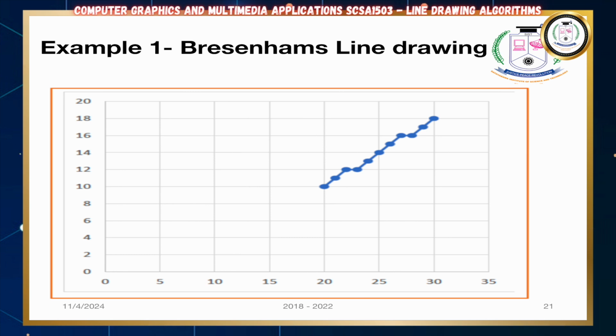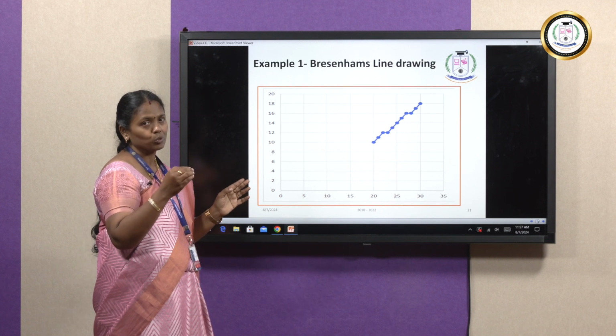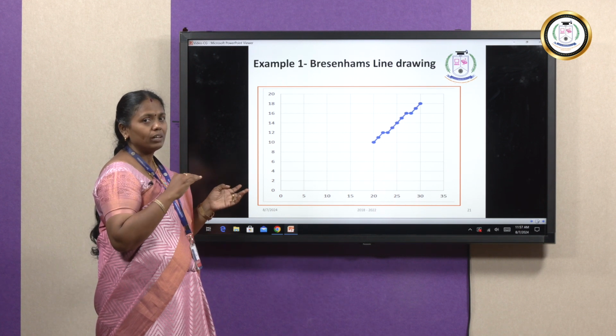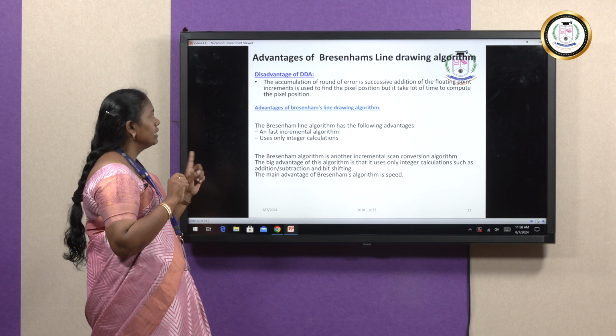Compared to DDA, in Bresenham's the line is smoother. In DDA it will be more zigzag; here it is a little bit zigzag, but the line is a little smoother. Both algorithms have advantages and disadvantages. In DDA there is accumulation of round-off errors, because we do floating point additions and round off the fractional value. That's why some points miss exact calculation. That is the main disadvantage of the DDA algorithm.